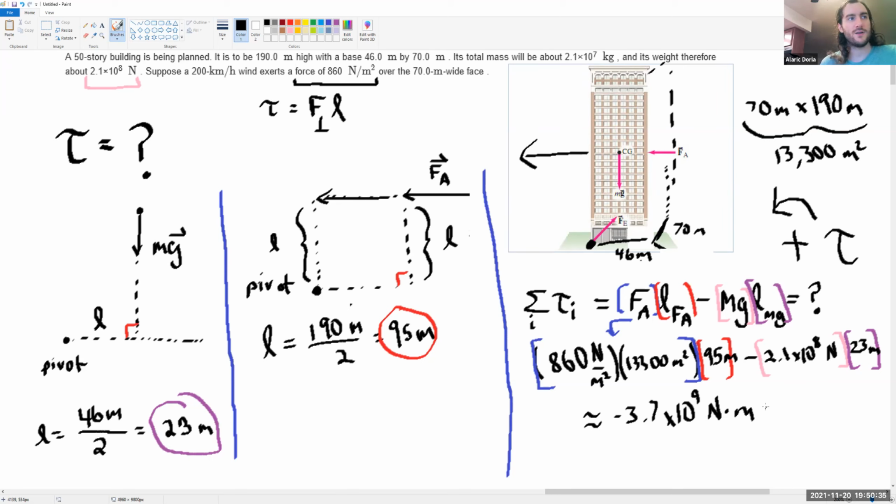But I believe this answer is a pretty good answer, because if we just did an order of magnitude approximation, what we would find is that the torque due to the force FA is roughly, let's take a look here. I'll do it all in brown here. This one is not due to FA. This one right here is 10 to the power 2, approximately. The pressure that is exerting the force, the wind here, is roughly 10 to the third, roughly 1,000 newtons per meter squared. And then the area here is roughly 10 to the fourth here.